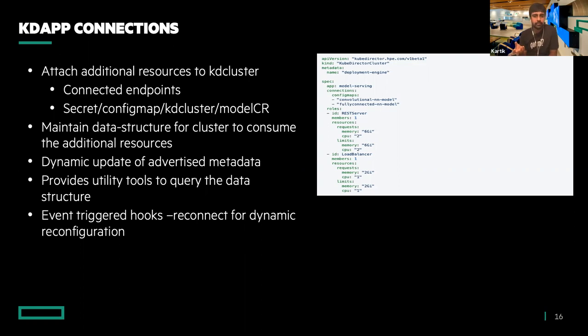Using connection, we have currently implemented three resources: a secret can be a connection, a config map, or another KD cluster. But the idea is more broad or generic. You can have more resources in future. In KubeDirector, you can extend KubeDirector to have another custom resource, which is an operator in itself or another CR, to be a connection. Once you do that, then this cluster will know a lot more about what's happening there. And as those things are changing, this cluster is constantly evolving and reacting to the change. And that's how we get the dynamic part of it.